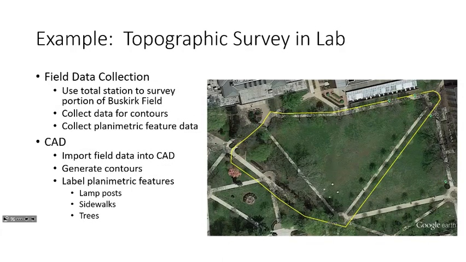I do, however, want to talk about this. So I want everybody to take a good long look at this picture, okay? Because that yellow region, that's your boundary. That's what I want a topo of. I want a topo of this entirety of Buskirk Field, including the sidewalk, so we can see the tennis courts right here. We can see CP 10, 11, 12, and 13.